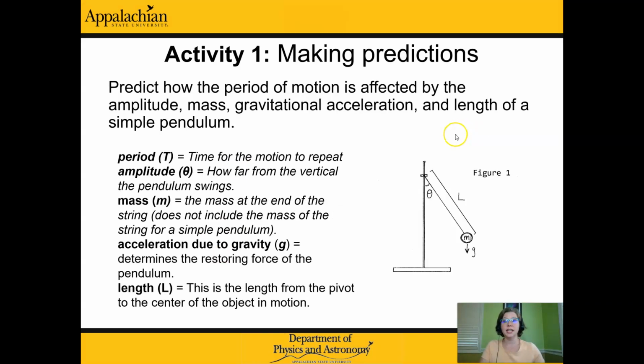In the first activity, you're going to predict how the period of motion, or T, is going to change depending on the amplitude theta, that's the angle here, the mass that's on the end of the simple pendulum, the gravitational acceleration, or g, and the length of the simple pendulum from the pivot point to the center of mass.